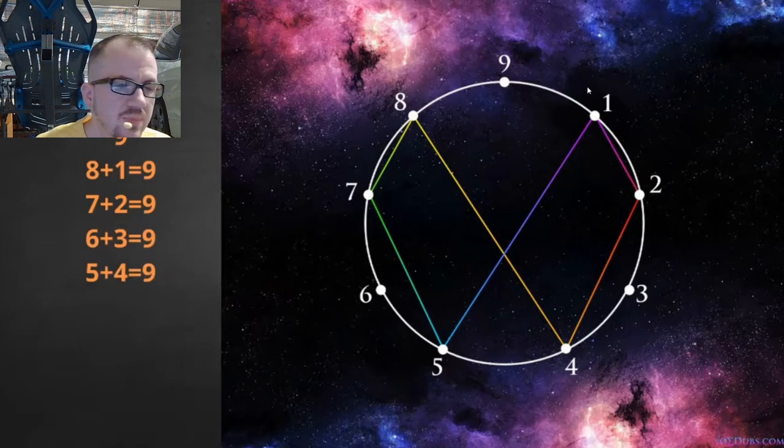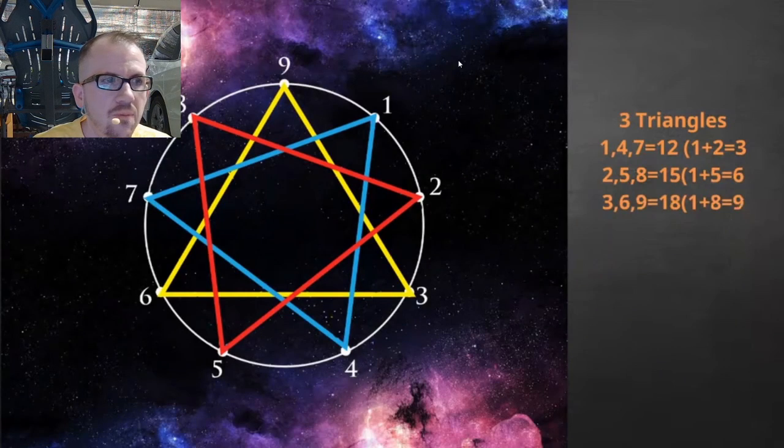All right? Well, let's look at the triangles that are hidden inside of it. The first triangle is 1, 4, and 7. There's your first one. Your second triangle is going to be 2, 5, and 8. That's your second one. And your third triangle is going to be 3, 6, and 9. And that's your third one.